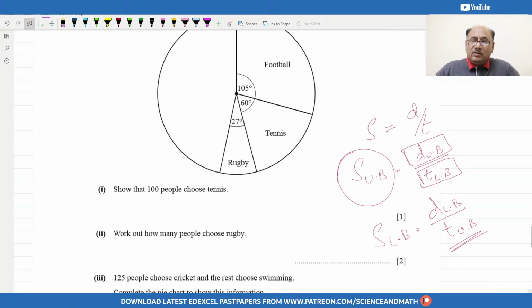Hopefully today's session will be helpful for today's topic, which we have done, cumulative frequency curve and box and whisker plot, and we have discussed tomorrow's exam also.